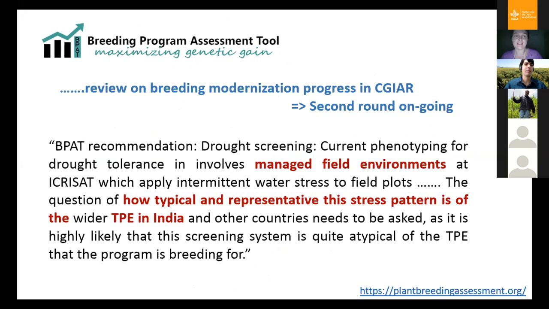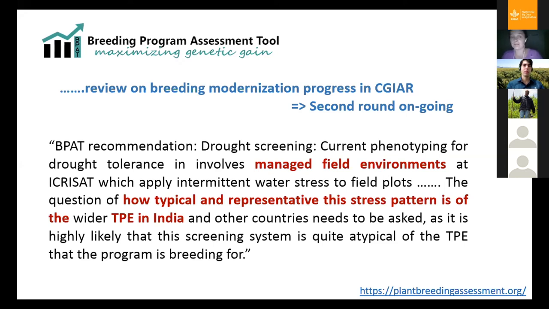I think that this is also why the breeding program assessment tool is recommending the same. Much of the audience is from the CG system, so you might be aware of the reviews which the breeding programs are recently undergoing to modernize, optimize, and standardize to deliver impact. As far as I know, at least in ICRISAT and several of the partnering organizations, recommendation number one was really to do this type of analysis in support of the targeting of the breeding efforts.